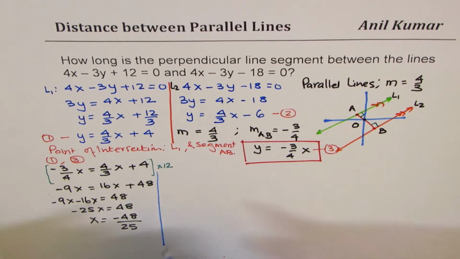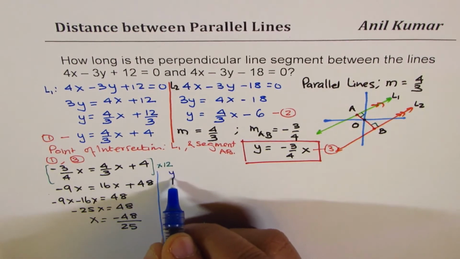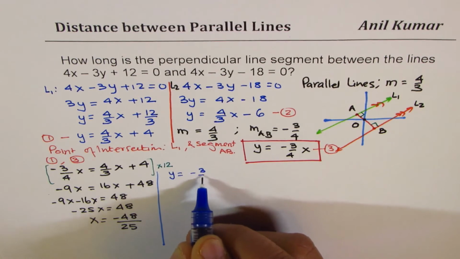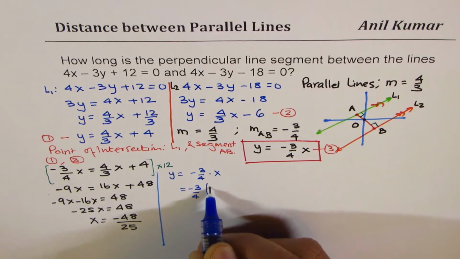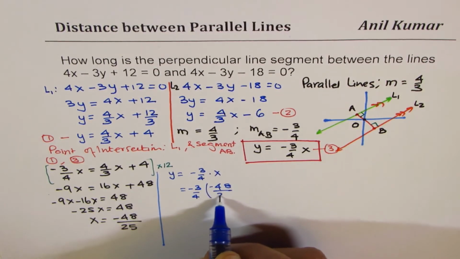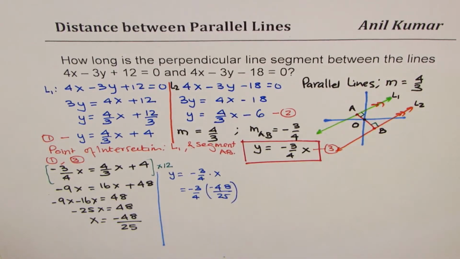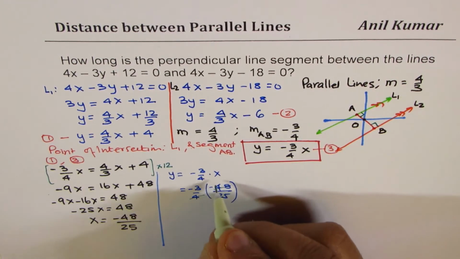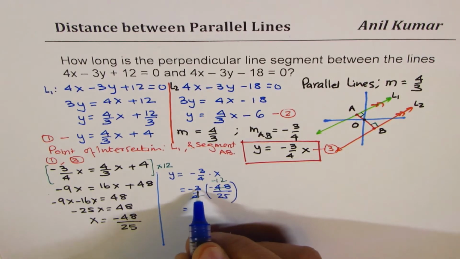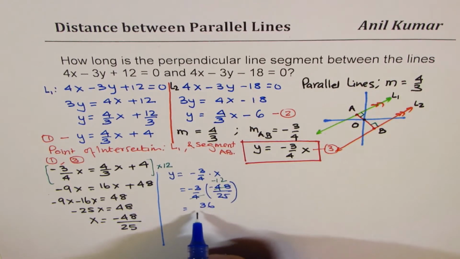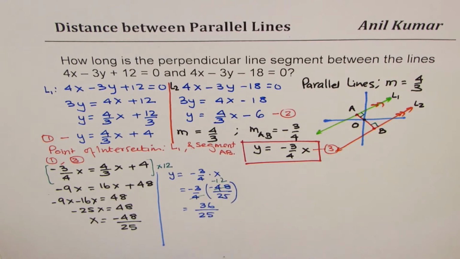So we know x is minus 48 by 25, y is minus 3 over 4 times x, which is minus 3 over 4 times minus 48 by 25. So you could simplify this. Cancelling with 4 gives us minus 4 times 12, correct? And then we'll multiply. That gives us a positive value. 12 times 3 is 36, so 36 by 25.